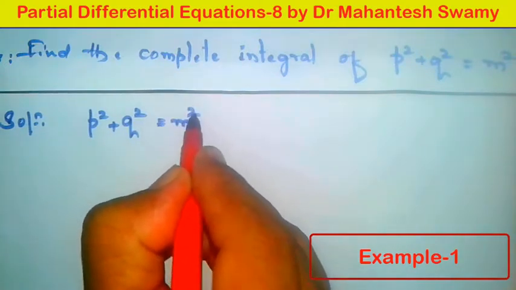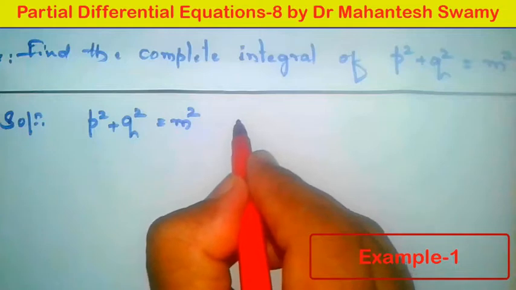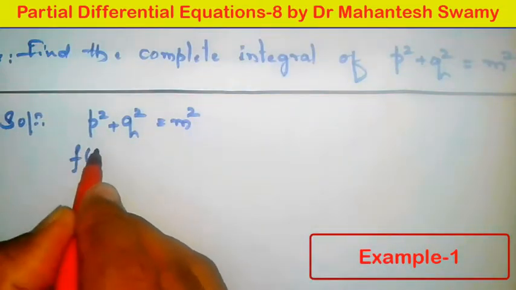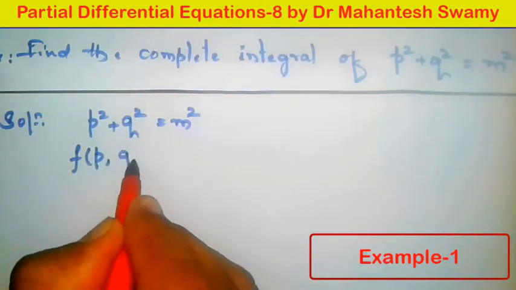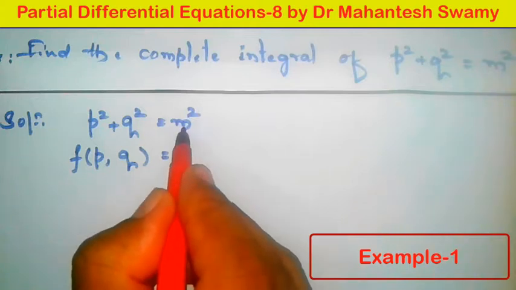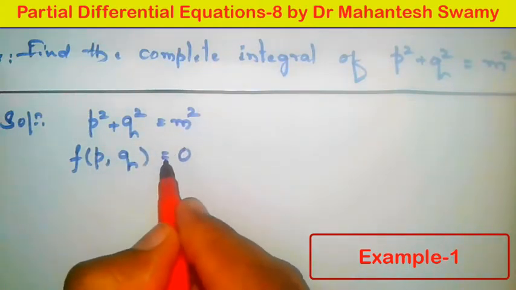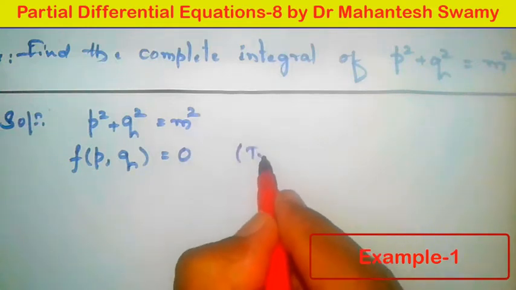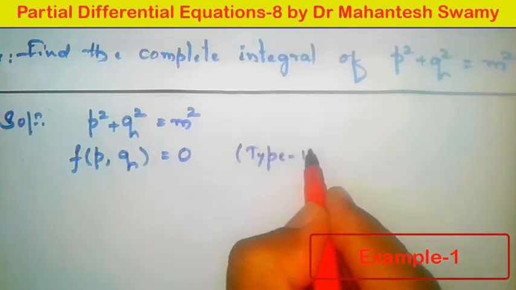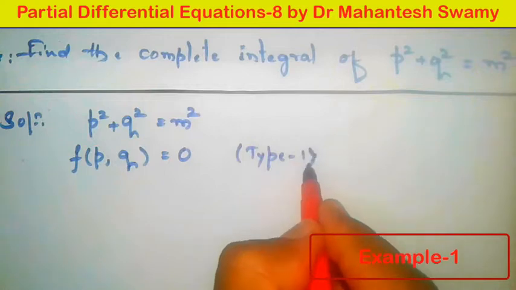So what type of differential equation is it? It is of the kind f of p comma q equal to 0, if we take this to here. So this is a partial differential equation of type number 1. We come to know this particular thing from the given PDE.